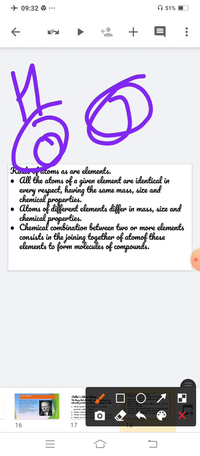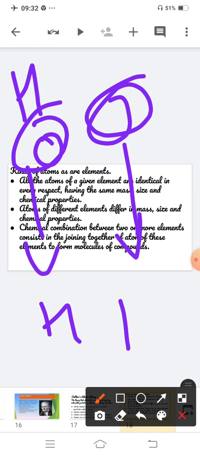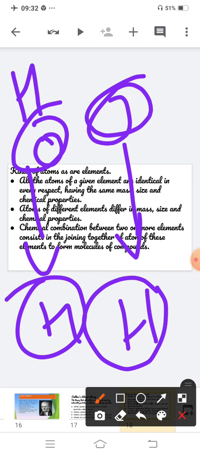I am explaining once more, listen carefully. If you take two atoms of the same element, for example two atoms of hydrogen, that means this atom is from hydrogen and this atom is also from hydrogen. These atoms will have the same mass, size and chemical properties.